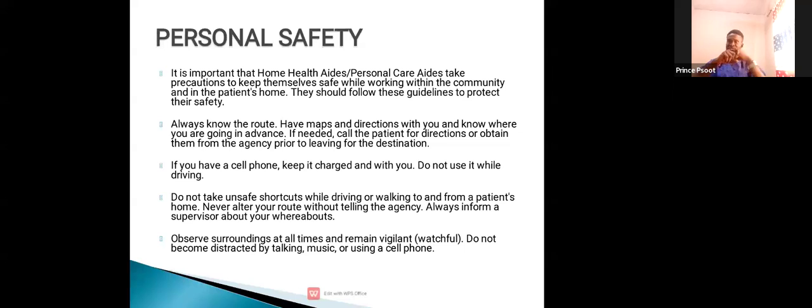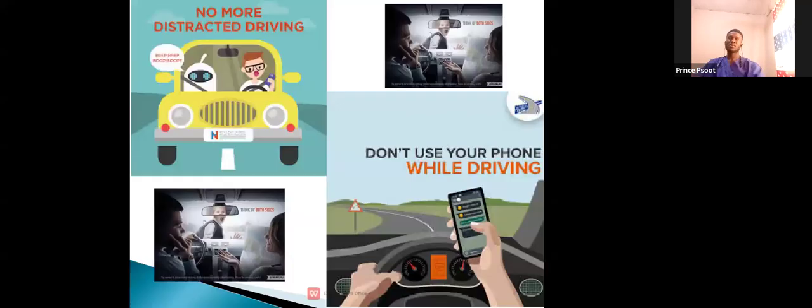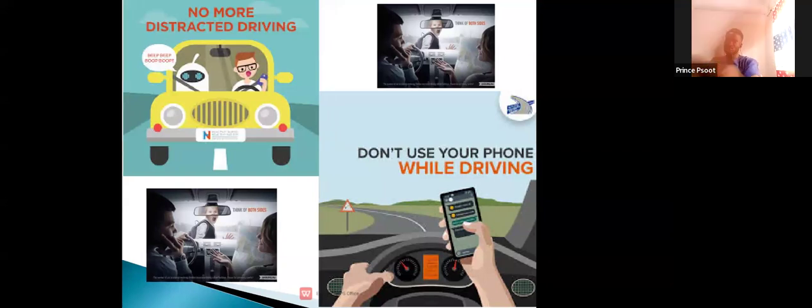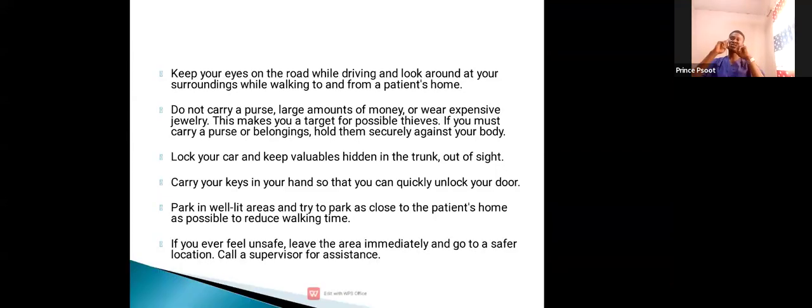Observe your surroundings at all times and remain vigilant. That means remain watchful. Do not become distracted by talking, listening to music, or using a cell phone. No distracted driving. But why? Many things can happen. Aside from crashing into a car and causing an accident, you can hit someone. Many things can happen when you are distracted. So for your safety, as well as reducing costs for yourself, you have to drive safely. Keep your eyes on the road while driving and look around your surroundings while walking to and fro the patient's home.